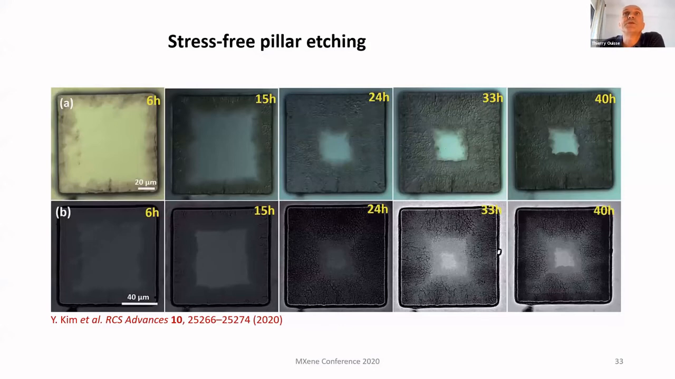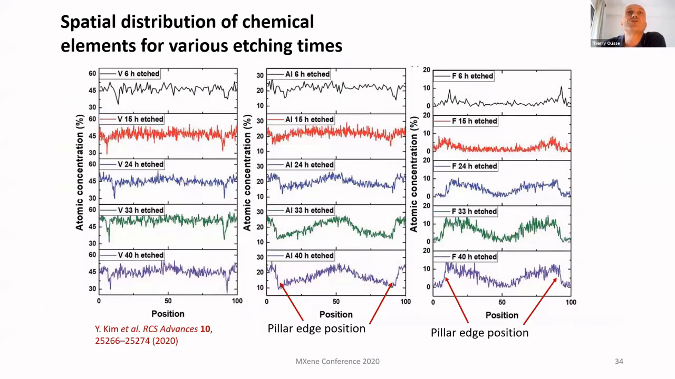In order to confirm pillar conversion into MXenes, we use two complementary techniques. The first one is a chemical analysis as a function of position. So the graphs here show the detection of the vanadium, aluminum, and fluorine elements for different etching times. Have a look at the vanadium profiles on the left. Nothing changes much with time. In contrast, we clearly see that the aluminum content decreases more and more with time, the dip in aluminum density starting from the pillar edges and progressively extending towards the center. This trend is exactly mirrored by the evolution of the fluorine content.